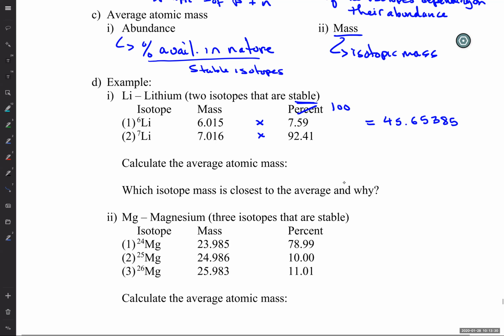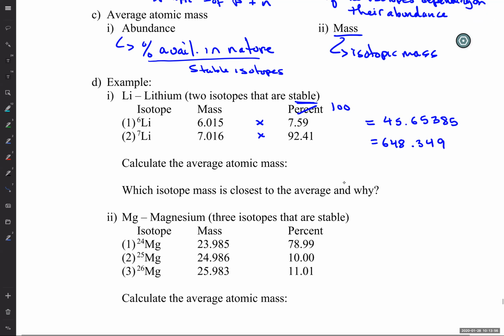So I'm going to take 7.016 times 92.41, and that's 648.34. I'm going to say 9. I'm going to round. I don't want to keep writing all those digits.